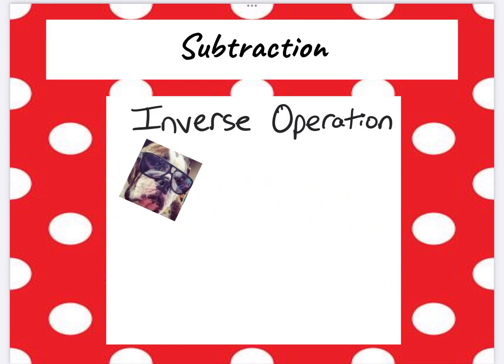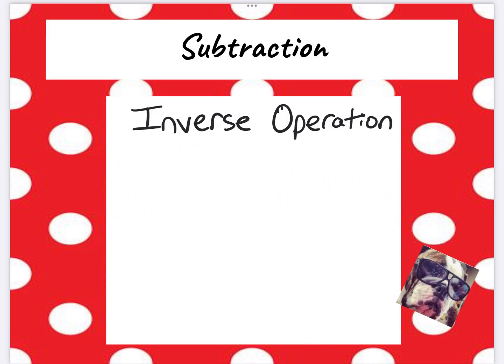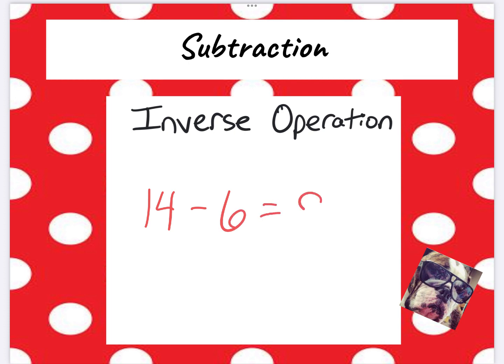All right, friends, today we're going to talk a little bit more about the inverse operation. If we have this equation, for example, 14 minus 6 equals 8, I can flip the equation and do the opposite strategy. Then we can double check our answer. So we can do 8, and instead of minus, we're going to add plus 6. And if we do that, it should equal 14. That is a way that we can check our work.